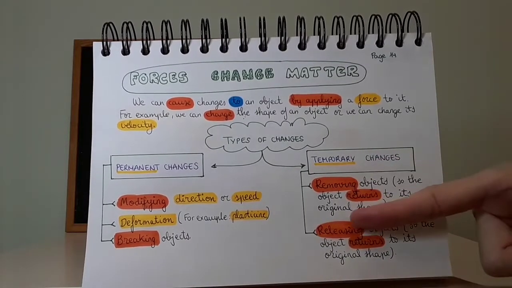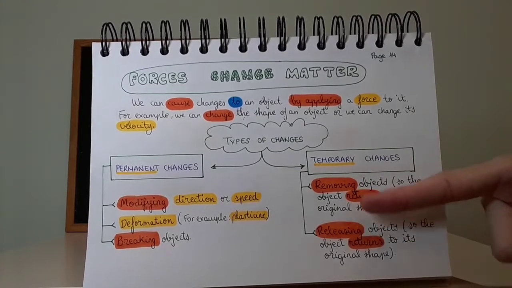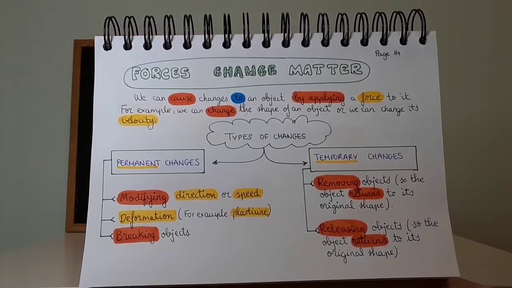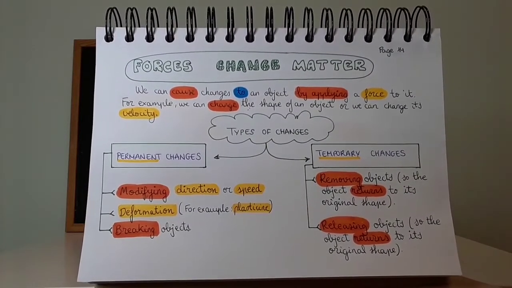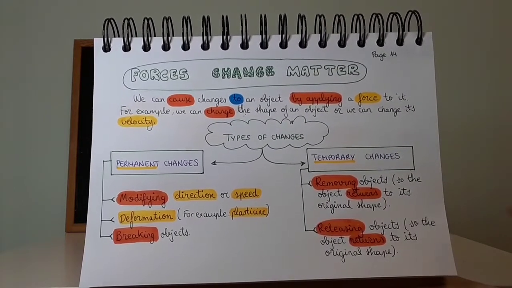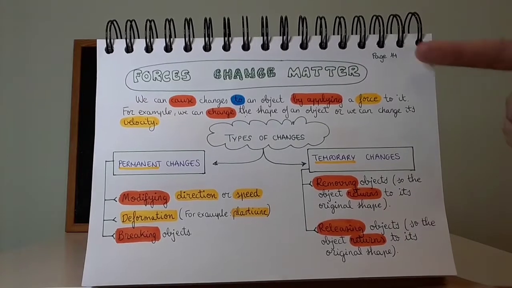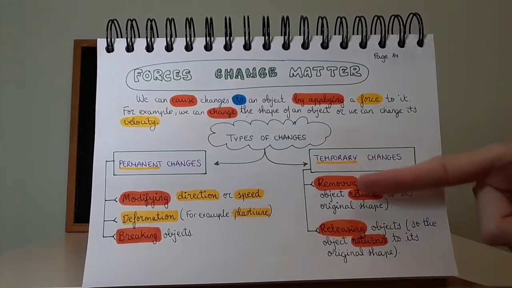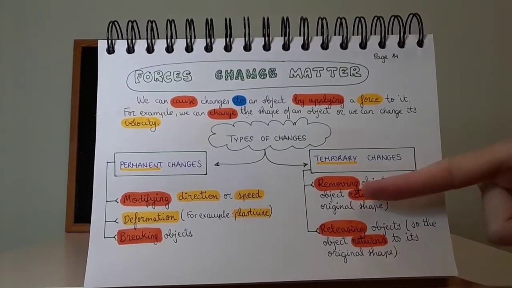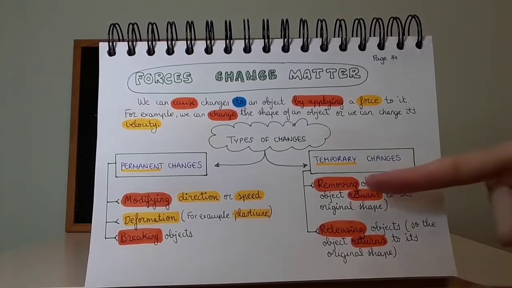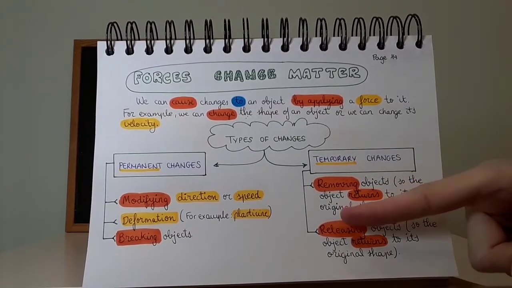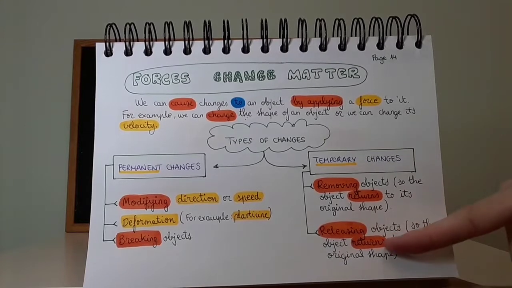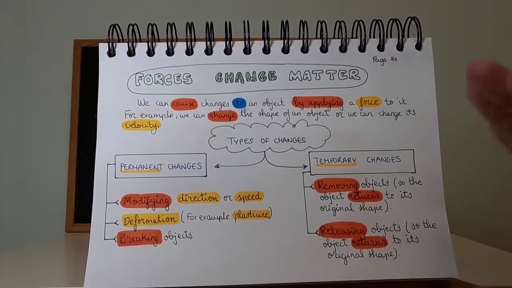These words, removing and releasing, are synonyms. They mean the same, okay? They are very, very similar. You have both words on this page for the example of temporary changes, but they mean the same, okay? That's why by removing objects, the object returns to its original shape, or by releasing objects, the object returns to its original shape. It's the same, okay?